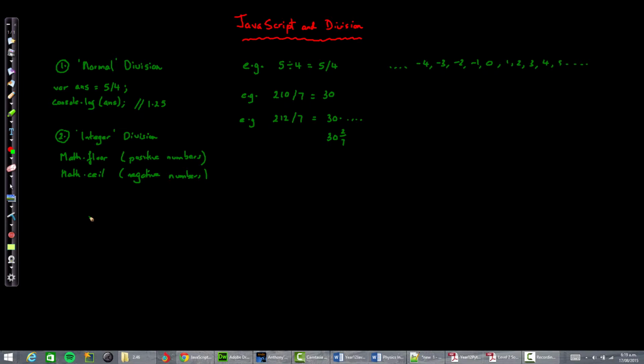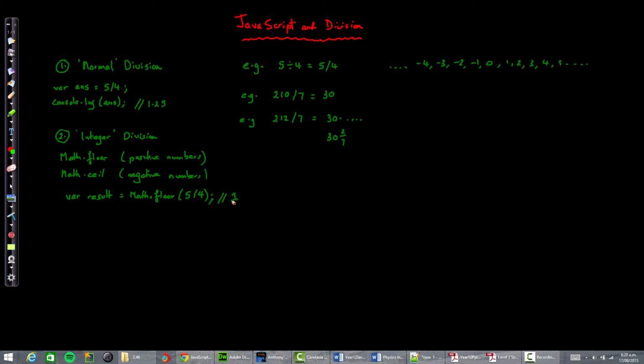Okay, so let's make a simple program. This is the same one that's on page 23. Okay, so we're going to say, right, let's say var result equal to Math.floor, and let's go 5 divided by 4, and what will the result for that be? Well, the result is just 1.